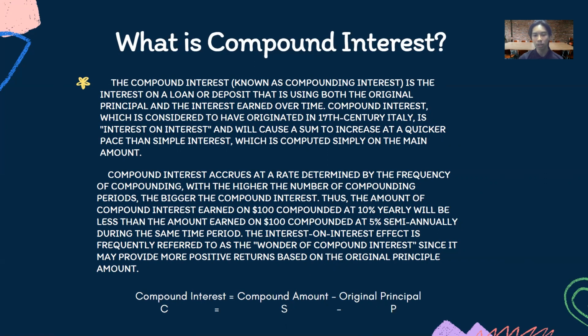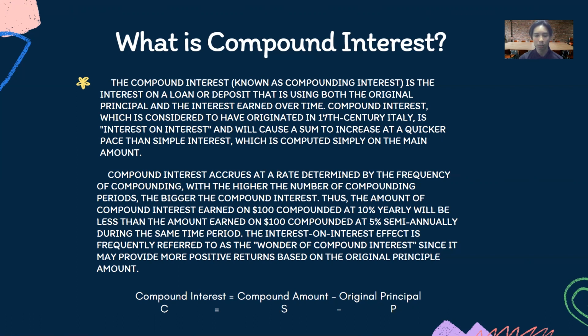The bigger the compounding frequency, the greater the interest. Thus the amount of compound interest earned on $100 compounded at 10% yearly will be less than the amount earned on $100 compounded at 5% semi-annually during the same time period. The interest on interest effect is frequently referred to as the wonder of compound interest, since it may provide more positive return based on the original principal amount.